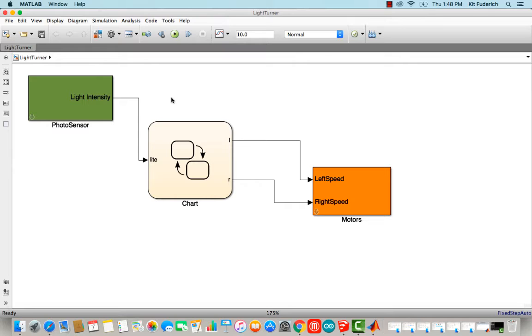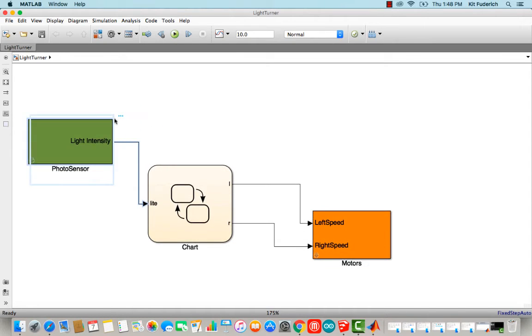So here we are with a Simulink model, light turner, which causes our Mini-Q robot to turn in a particular direction when a light threshold is reached. So let's explore this a little further. We first have the photosensor up here from the Mini-Q library, which outputs some type of light intensity. If you really want to read about it, you can click into it here. But that output gets fed into a chart and is assigned the variable name lit, L-I-T-E.